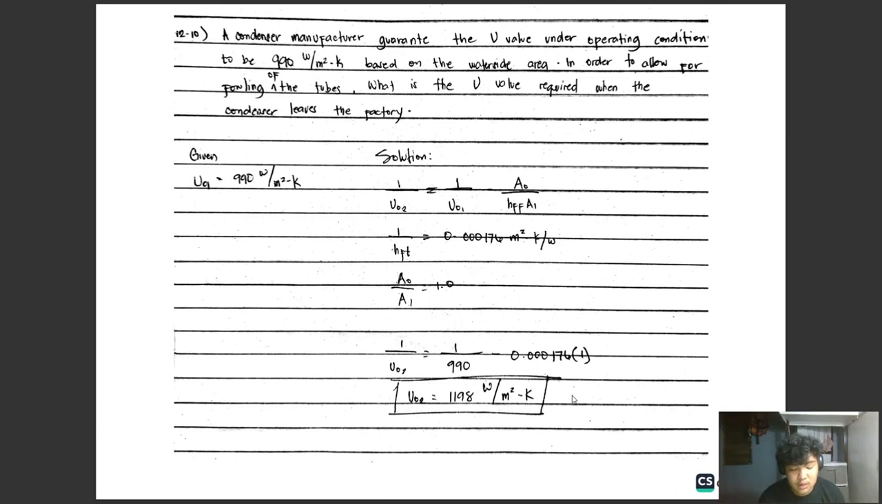So substituting the values we got here and here, proceeding to our equation 1, we substitute and get U2 that is equal to 1198 W over m squared K, which is the new U value after leaving the factory.